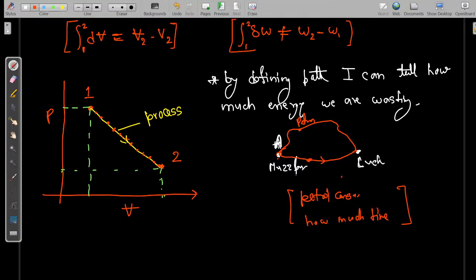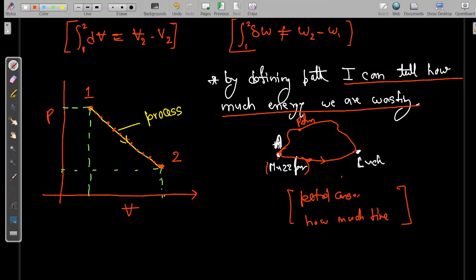On the other hand, if you are saying that I am following another path through Patna, then I will say why you are wasting your energy. You should follow a direct path. Why are you going from one place to another, roaming all around? Why are you wasting your petrol by roaming here and there? Just follow a straight route. So by knowing the path, I can tell you how much energy and petrol you have wasted while moving here and there.